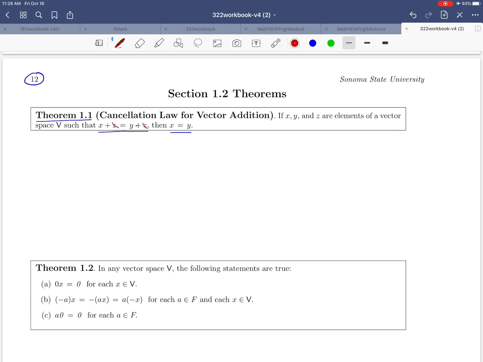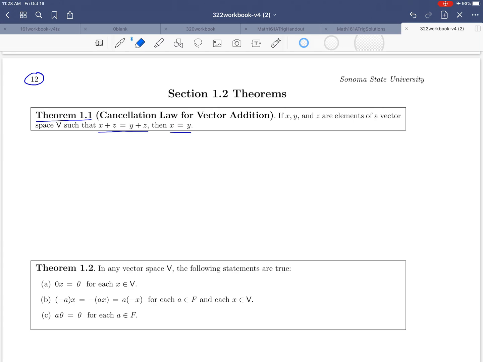Okay, and you might look at that and think, well, that seems pretty obvious. Why do we need to state that as a theorem and prove it? It really just seems like basic arithmetic. And I would agree with that if we were talking about real numbers here. We do know that if this were an equation that involves real numbers, we could just subtract z from both sides and we're done. But remember, we are talking about an arbitrary vector space here.